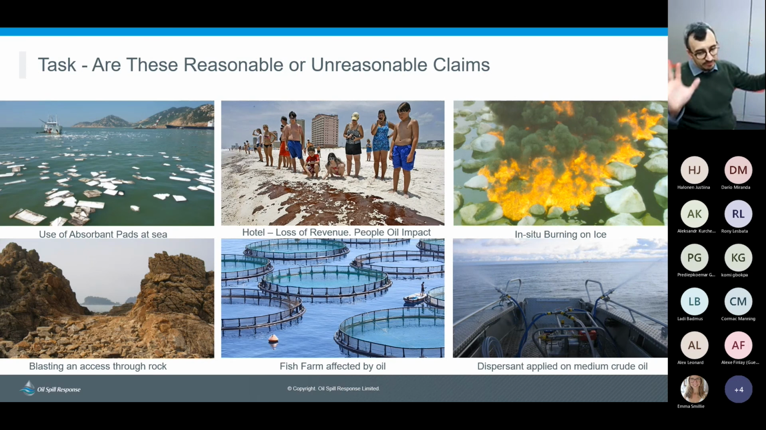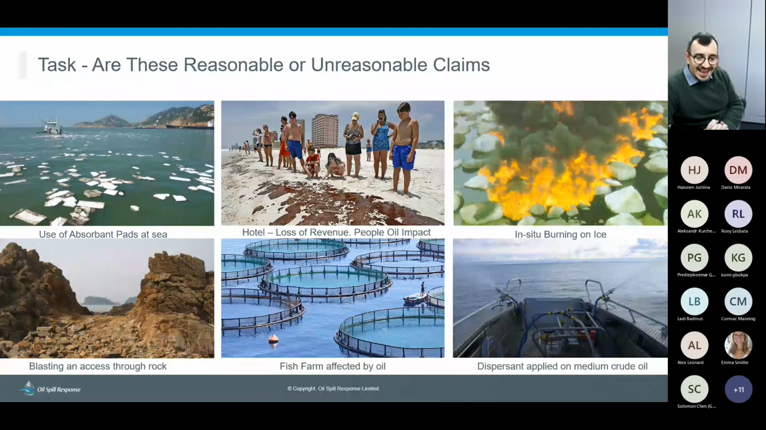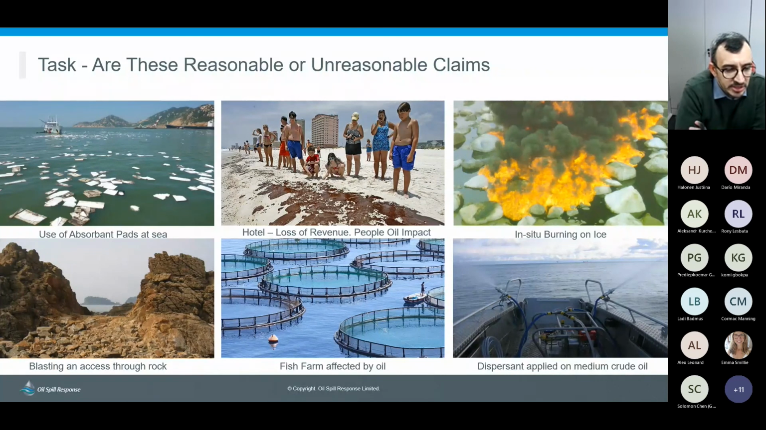So let's finish, final slides here, with a quick activity. Just put in the chat boxes here. I'll give you some scenarios and we'll work through certainly the top three. So the first scenario in the top left is an economic claim for the use of sorbent pads at sea, thrown out onto the sea to absorb the oil. Do you think that is reasonable or unreasonable in terms of their approach? Pop it in the chat, reasonable or unreasonable.